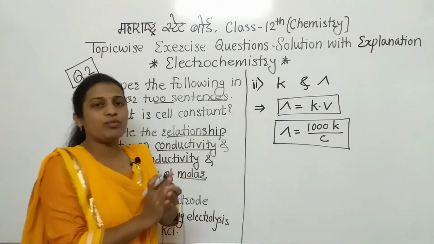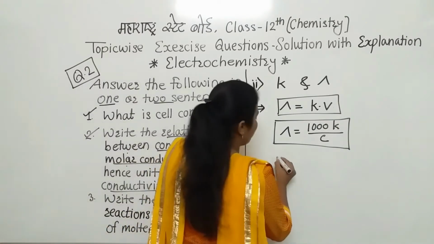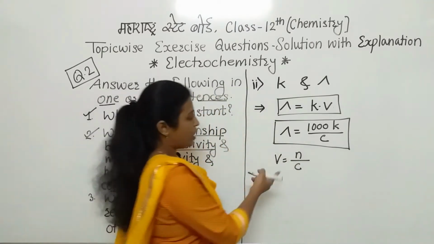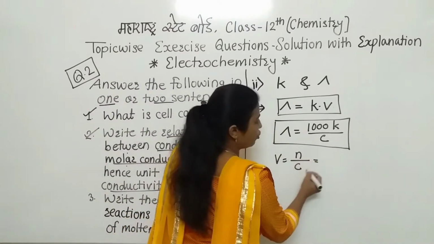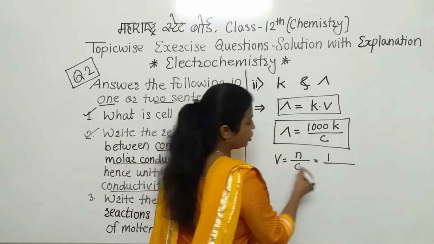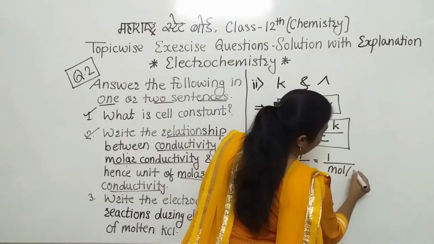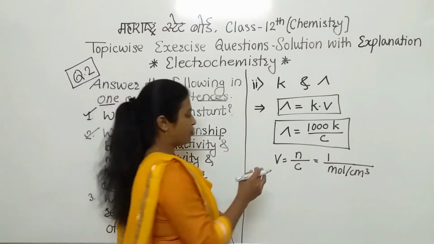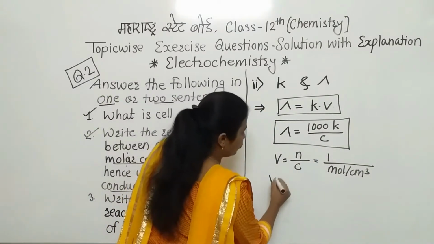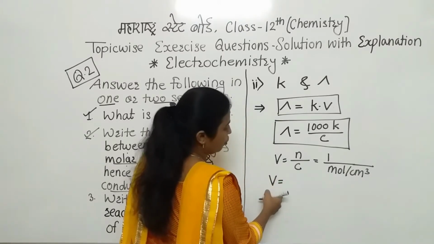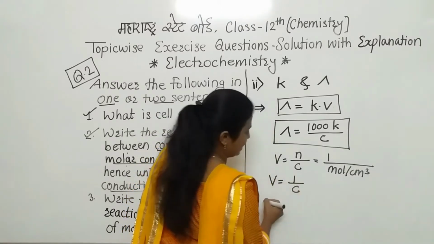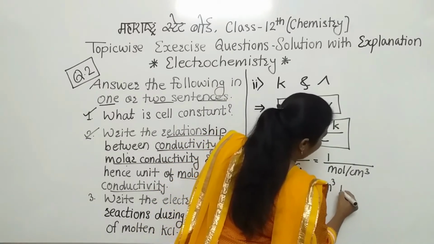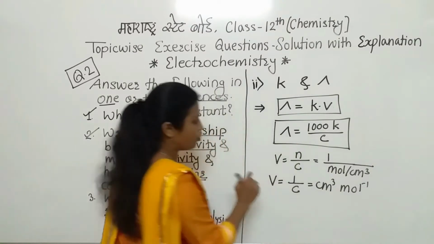As we know that when volume is there, its formula we can write that number of moles upon the concentration. And for the concentration, if we consider number of mole is 1, for concentration unit is moles per centimeter cube or moles per liter. So from that one, if we consider the unit of the volume, then that unit of the volume is nothing but the 1 by C, and that is nothing but the centimeter cube per mole. This is the unit of the volume.